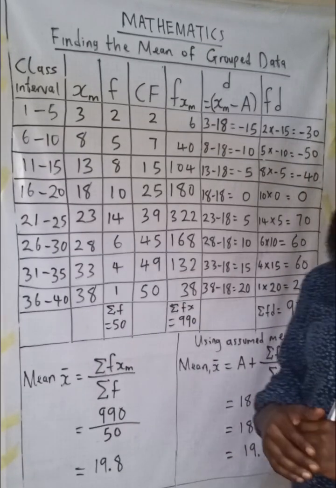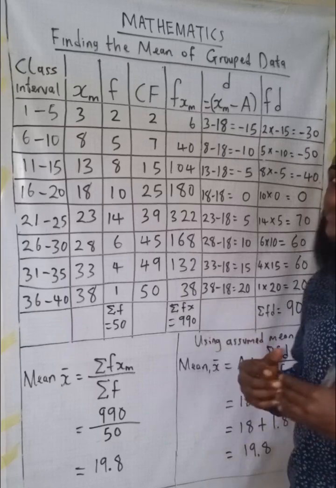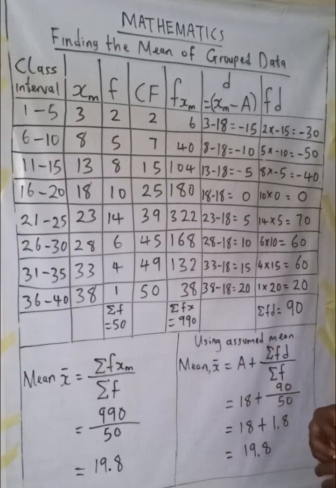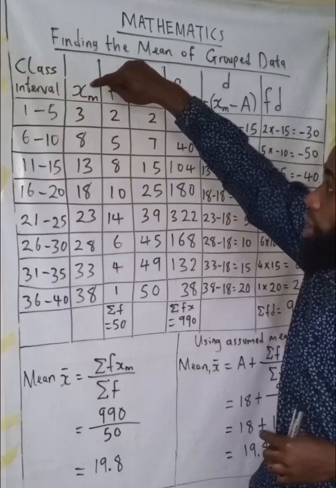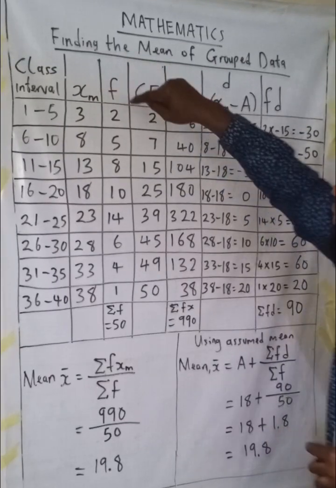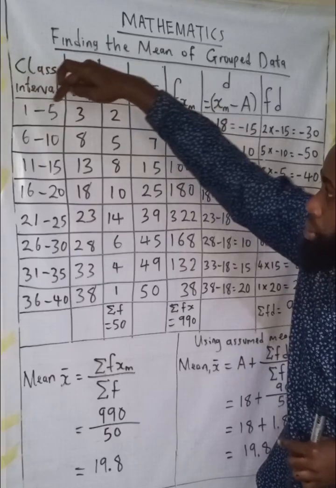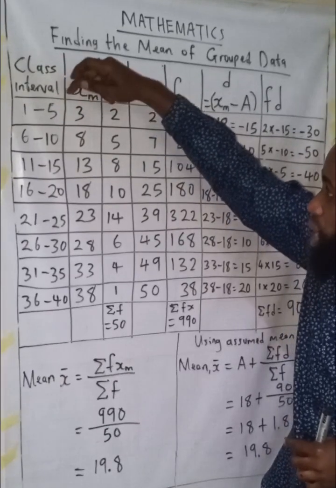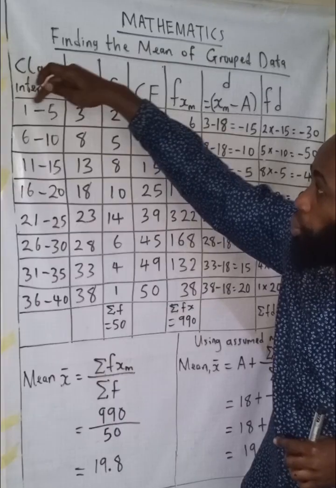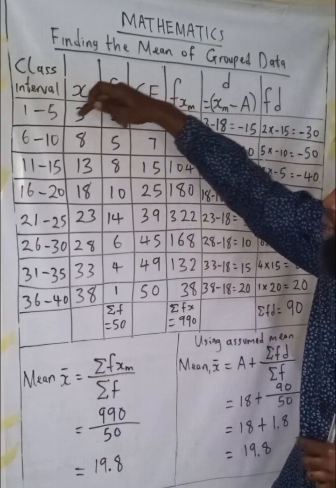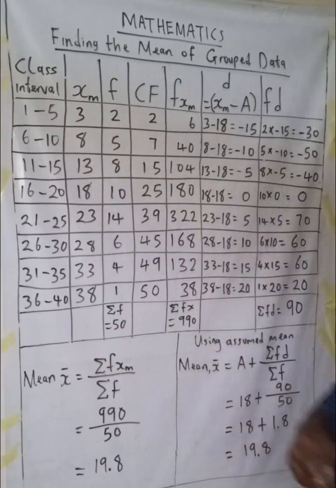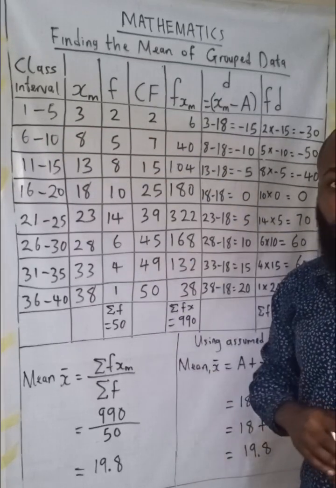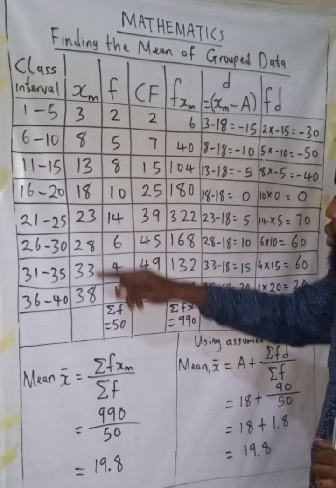Number one, you have to find what we call the mid mark, or the class mark, the mid value. So how do we find the mid mark? The mid mark is this one we have here. It is found by adding the class limits, the lower class limit and the upper class limit, and dividing by 2. 1 plus 5, 6 divided by 2, 3. 6 plus 10, 16 divided by 2, 8. 11 plus 15, 26 divided by 2, 13, and so on.